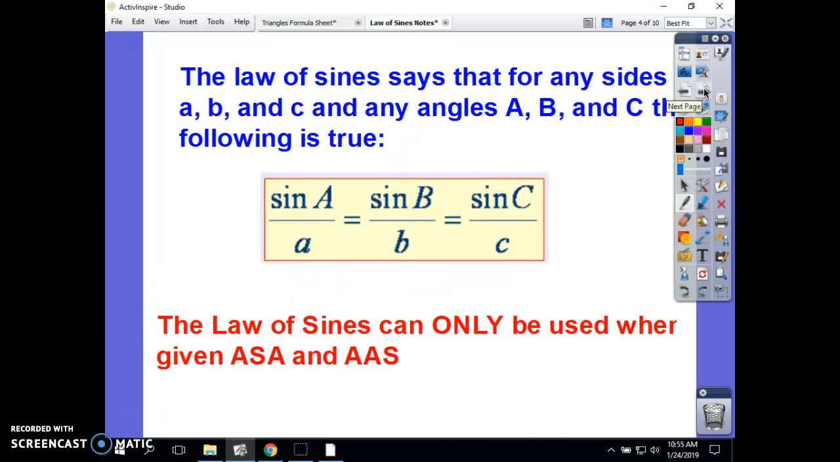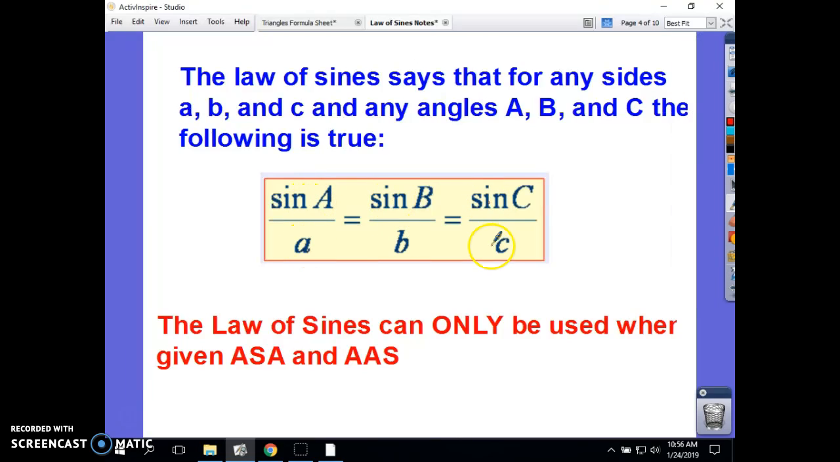So now, this is the law of sines. If you notice, it's really just a ratio, okay? So we have sine of big A over little a, sine of big B over little b, and sine of big C over little c. Now, guys, you're not going to use all three of these at the same time. You're going to use two of them.